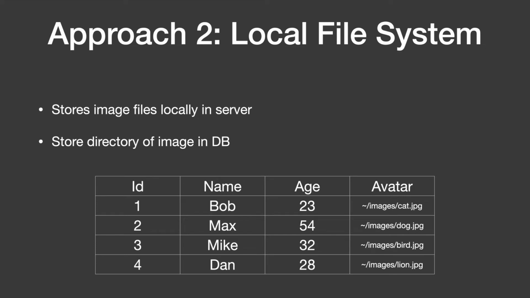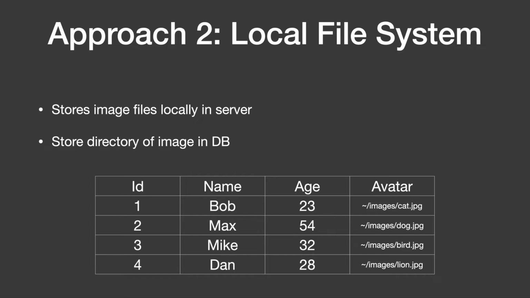All right, so let's look at a slightly better approach. We're going to call it the local file system. That's approach 2. The way this approach works is you store the image files locally in your server. So you don't turn it into a data object and put it in the database. Instead, let's say you get a JPEG file from the front end. You get that in your backend, and you just store the image in a directory just as a JPEG file.